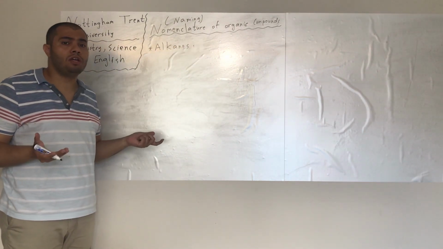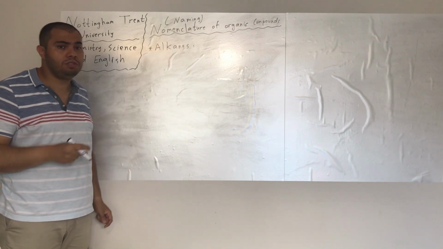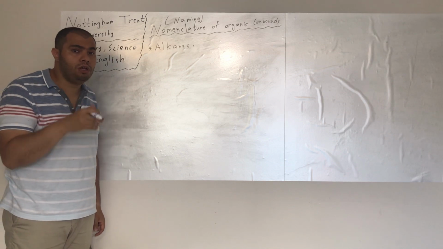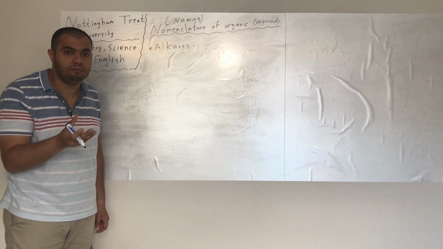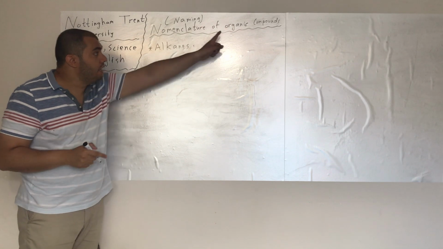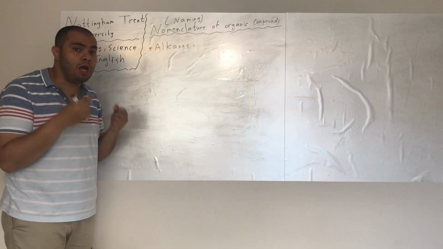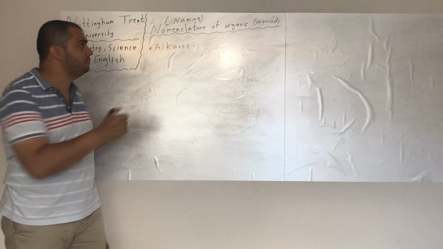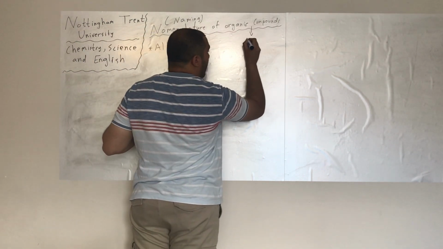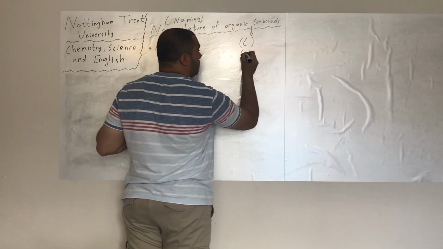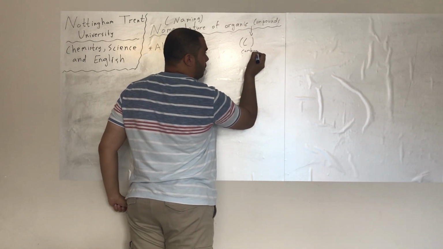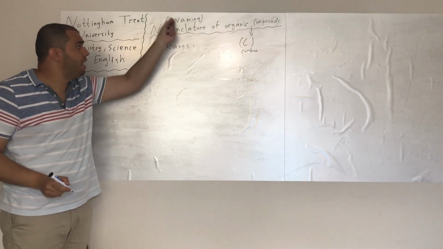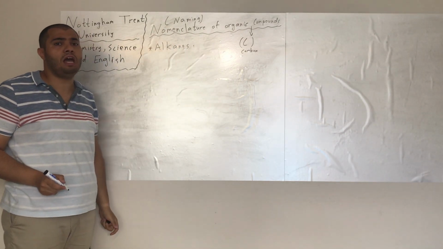Okay, what are organic compounds? Organic compounds are compounds that are mainly composed of carbon atoms. Again, organic compounds are compounds that are mainly composed of carbon atoms. So you will have carbon atoms. So how to name compounds that are mainly composed of carbon?